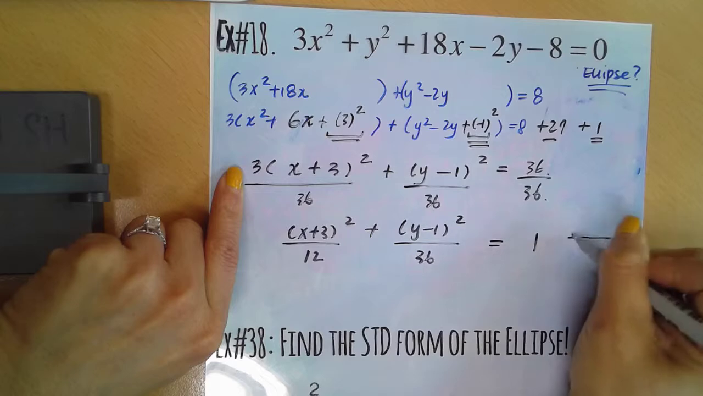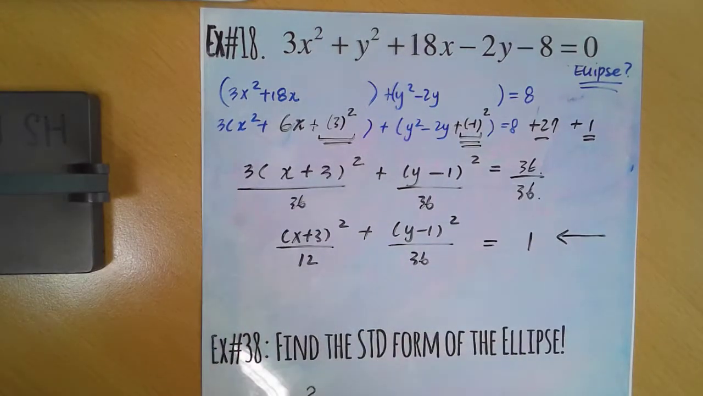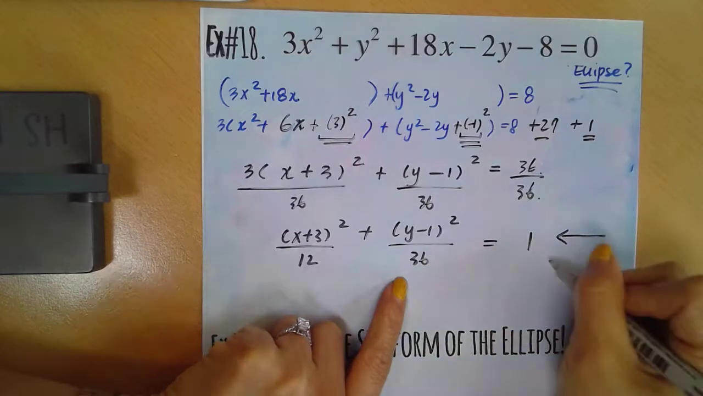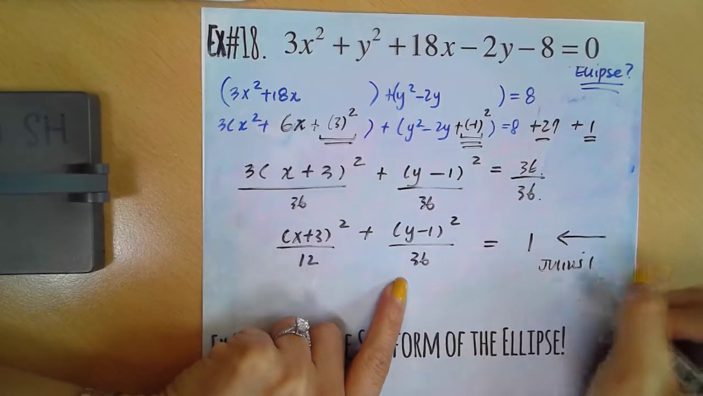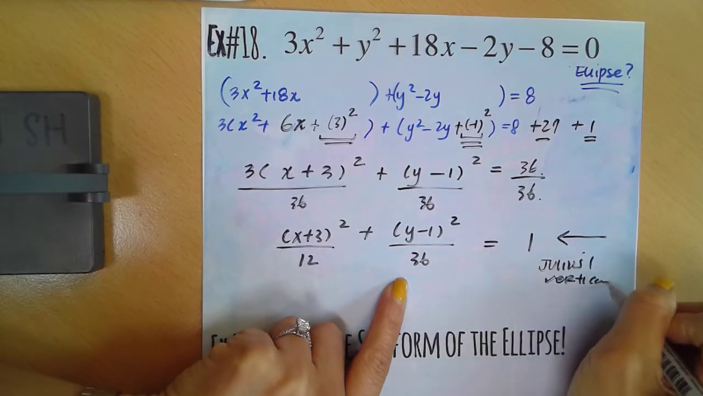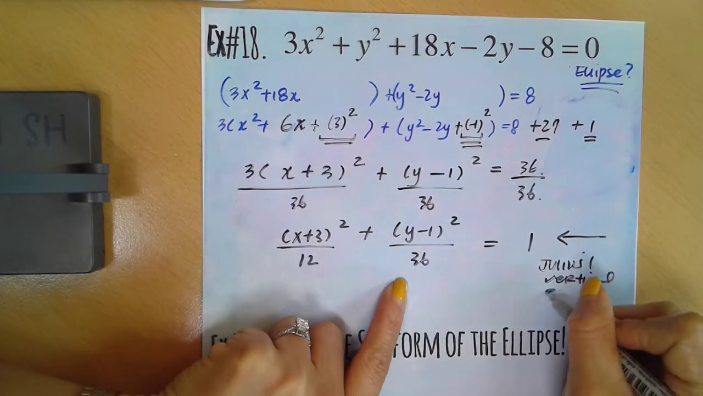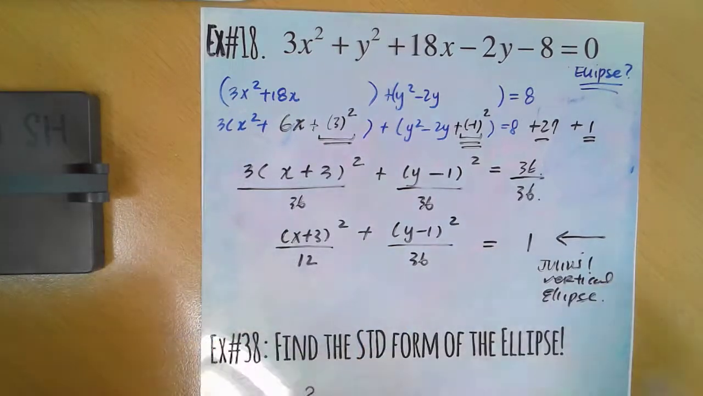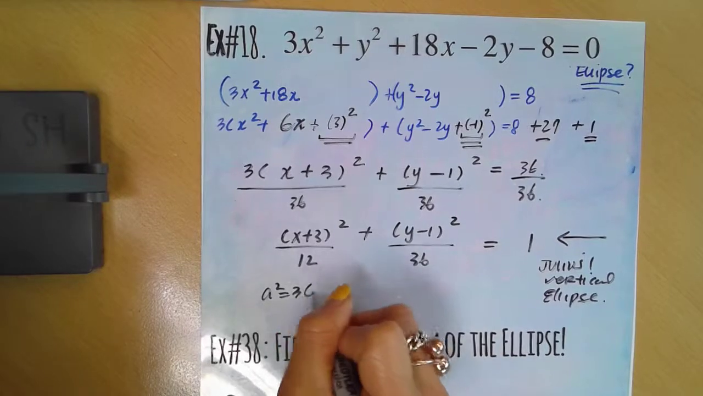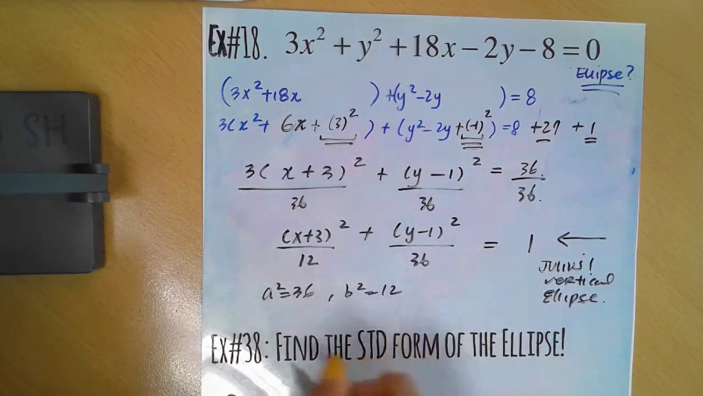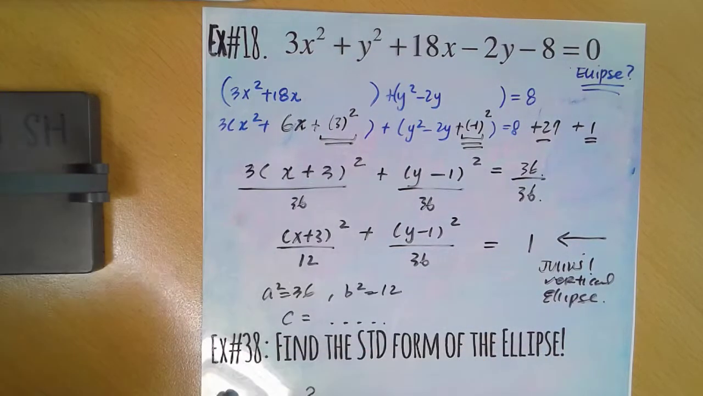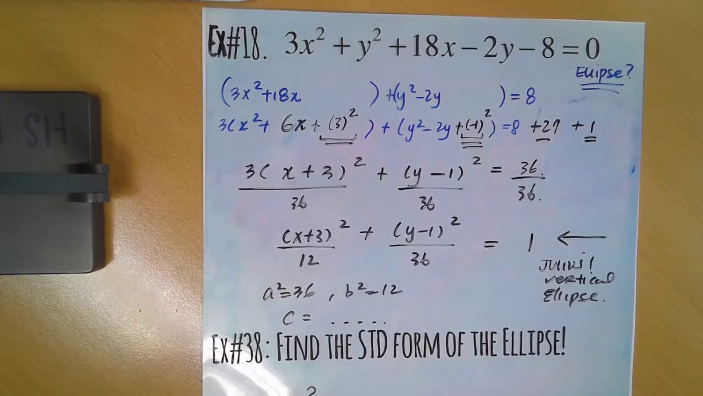equals 1. And is this a horizontal or a vertical? This one is a vertical ellipse. Okay, that means my a squared is 36, my b squared is 12. Then calculate your c, and then you can actually calculate everything else you need to sketch this graph. Try sketching this. Good luck!